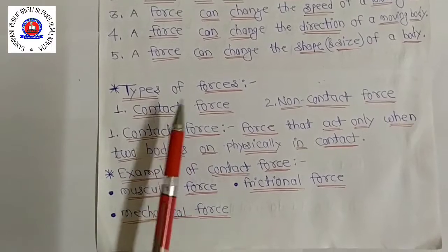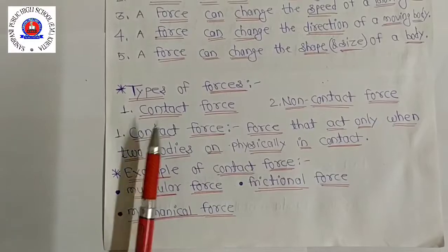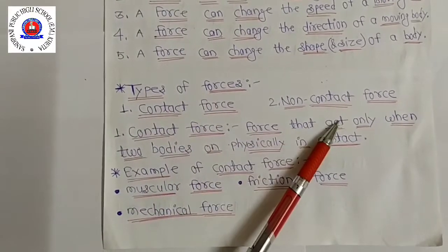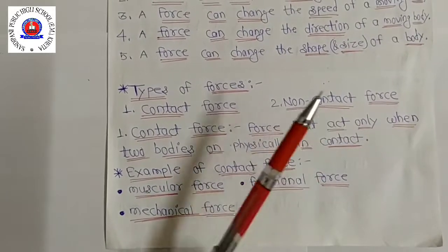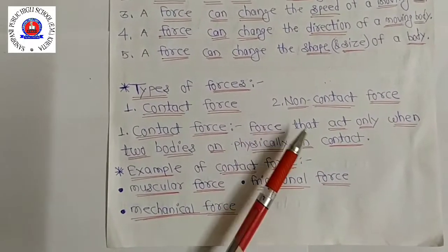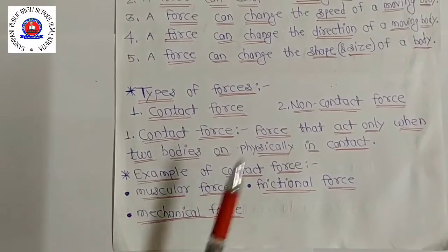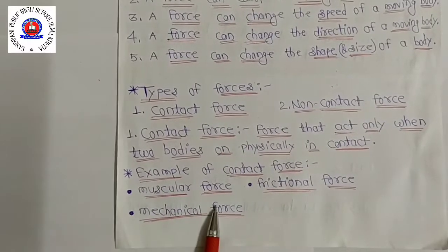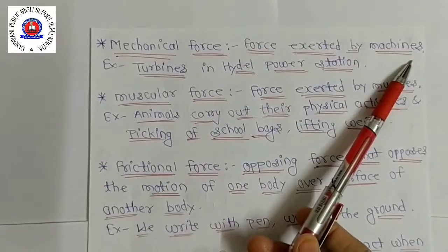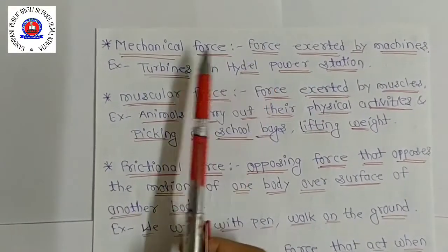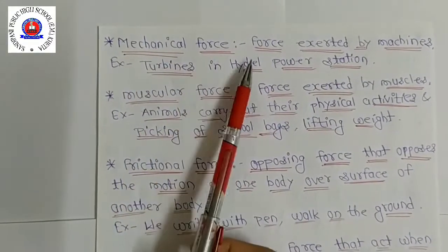Okay, so there are two types of force, contact force and non-contact force. So first, contact force: force that acts only when two bodies are physically in contact. Means जब two bodies contact में आती है physically, so that type of force is called the contact force. Examples of contact force: muscular force, friction force and mechanical force. So first about the mechanical force, फोर्स एक्सर्टेड बाय मशीन. ओके, तो ये कौन सा फोर्स है? मीन्स दिस इज अ मैकेनिकल फोर्स. दिस इज एक्सर्टेड बाय द मशीन. फॉर एग्जाम्पल टर्बाइन्स इन हाइडल पावर स्टेशन.